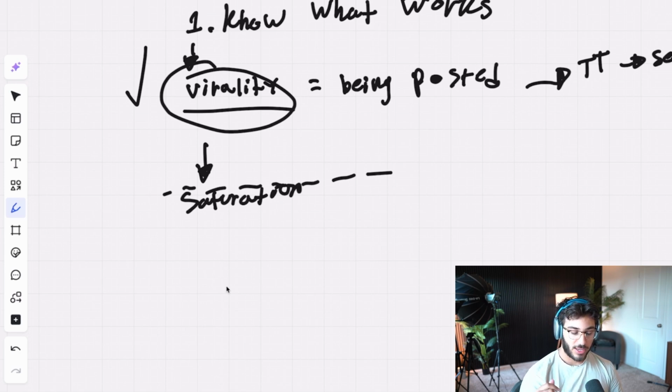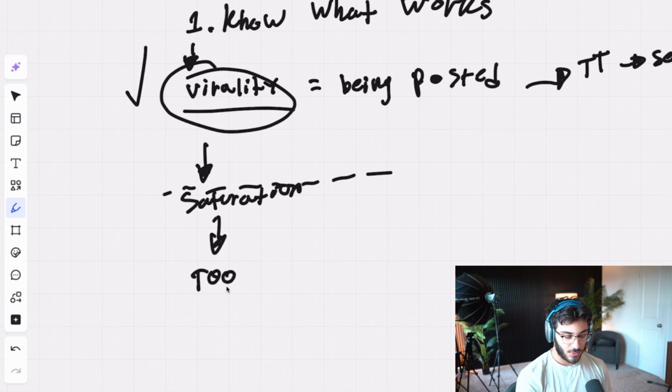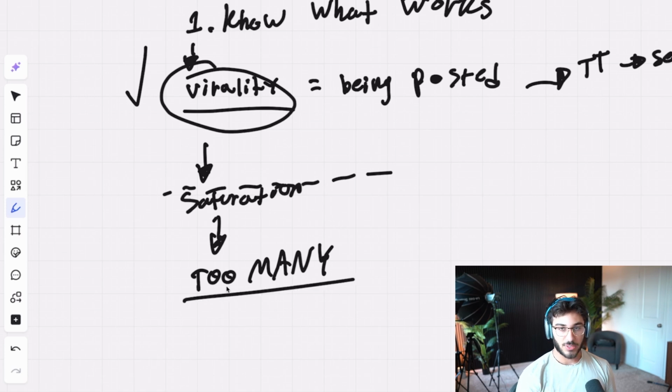Now, having a viral factor means that your product is actively being posted by other people on social media and it's actively getting views and blowing up, in a sense. But being saturated means that there are too many people posting about your product and it's gone so viral that people are posting about it and they're not even getting views anymore.